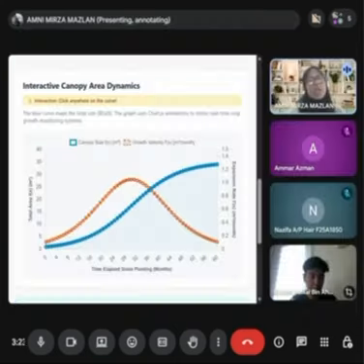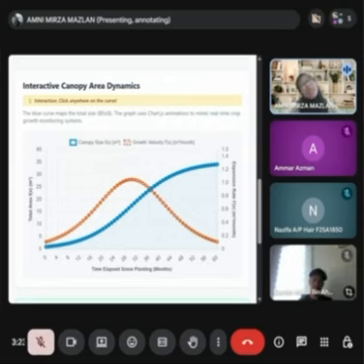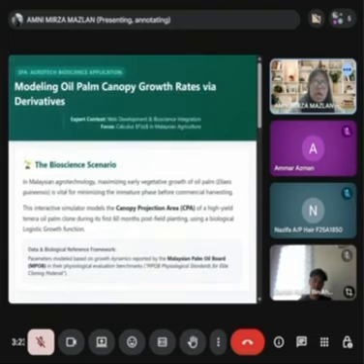Thank you. Good afternoon, everyone. My name is Amni Mirza Binti Mazlan, and my matric number is F25B1584. Today, I will present our project titled Modeling Oil Palm Canopy Growth Rate via Derivative.